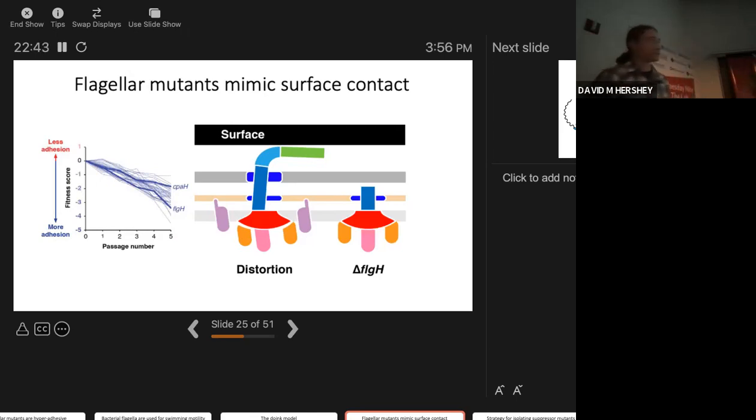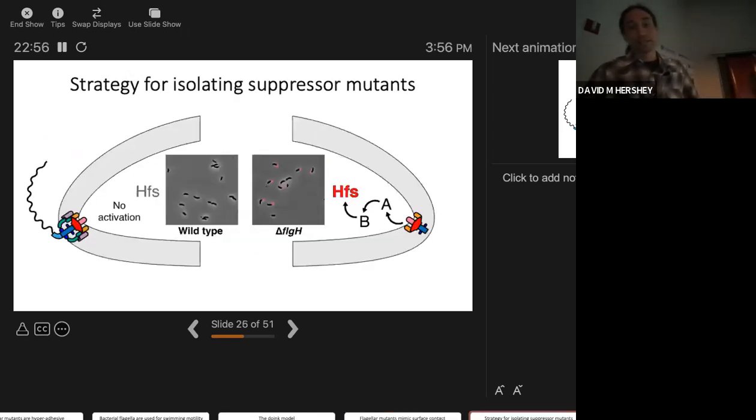And these misassembled flagella seem like they're basically mimicking the distortions that you see on the motor when a cell's on its surface. So these things are basically tricking the cell into thinking that it's on a surface. And so thinking about genetics, this was a really powerful phenotype because it's a gain of function phenotype. By that I mean that when we make these mutations, like deleting FLGH, we have a cell that now seems to be turning on a signaling pathway that leads to an increase in holdfast production.